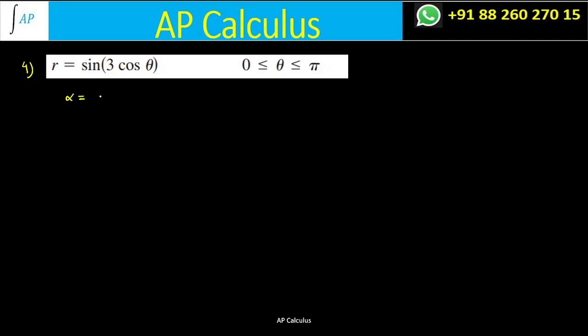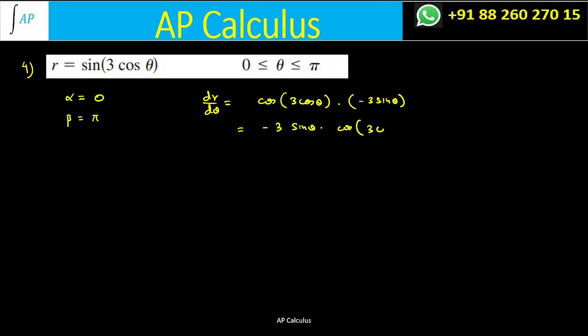Here alpha is 0 and beta is pi. So simply what you need to do is we can calculate dr over d theta. Differentiation. So in the differentiation we'll be applying the chain rule. Differential of sine is cosine of 3 cos theta. Then differential of 3 cos theta is minus 3 sin theta. So basically it becomes minus 3 sin theta times cosine of 3 cos theta.